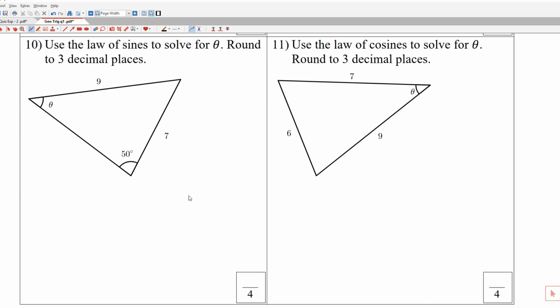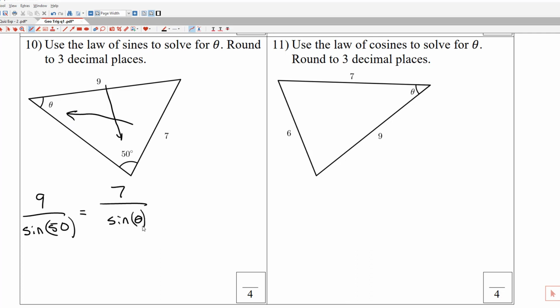Last 2 problems. Use the law of sines to solve for theta. So the law of sines basically says you can do, and it doesn't matter if you have the angle or the leg on top, I'm just going to do the leg randomly. I'm going to say 9 over sine of the angle that is opposite to it. So the opposite angle is 50. And that's going to be equal to the other length over here. And 7 is indeed opposite of the theta. So I'm going to say 7 divided by the angle that is opposite to it, sine of theta.